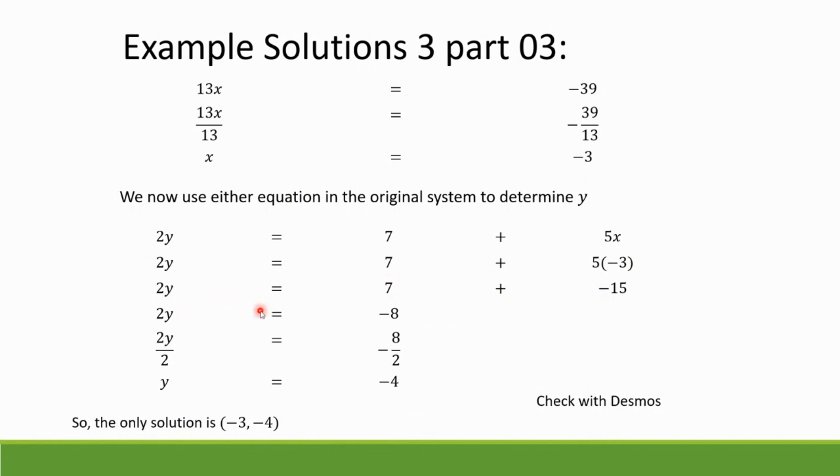Then that means 2y equals negative 8. And then we divide both sides by 2. We get y equals negative 8 over 2, which is negative 4. So that's good. Really the only solution here is x is negative 3, y is negative 4. So the only solution is negative 3, negative 4. Okay, that's what we get. Are there any questions on this?